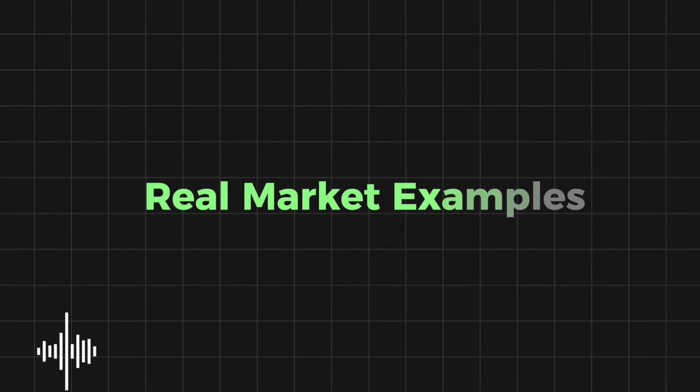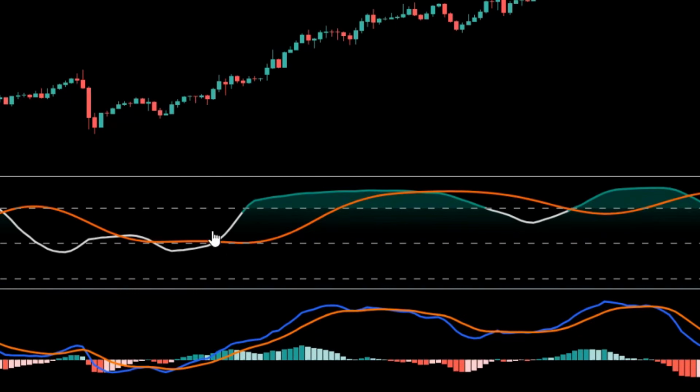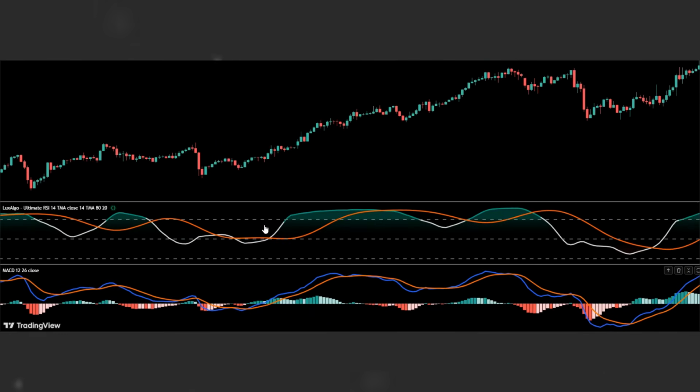Real market examples. Alright, let's look at a real buy example on the chart. Here you can see the Ultimate RSI line crosses above the signal line and stays above 50. That's our first clue that the market might be ready to move up. Next, check the MACD. The MACD line is above the signal line and the histogram is positive. Perfect, both conditions are met, so this is a good buy setup.